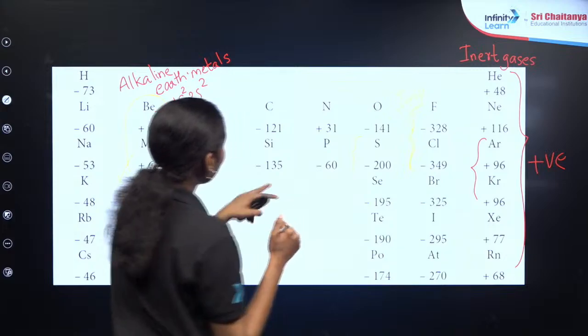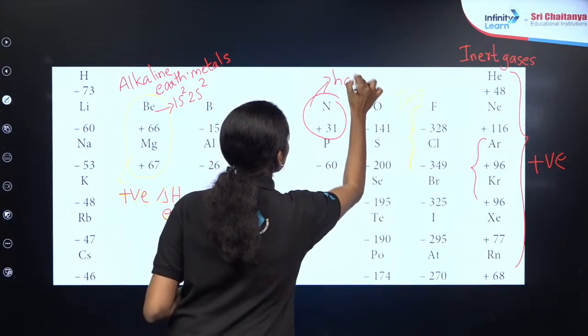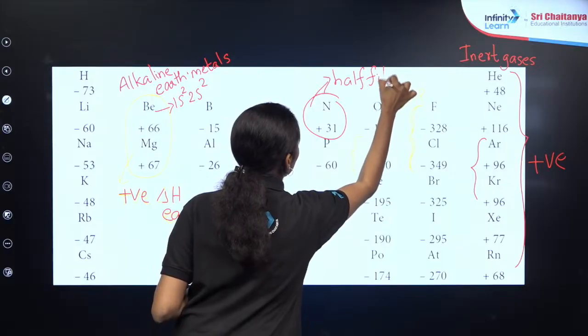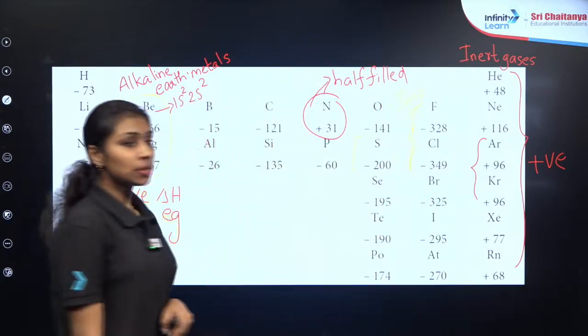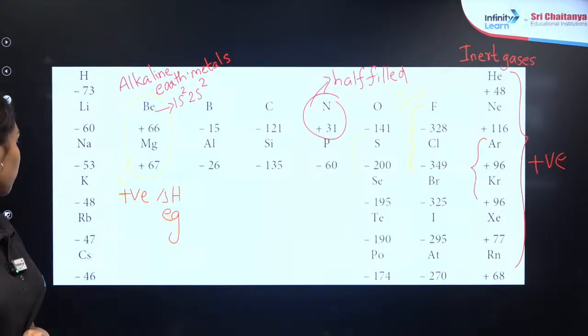And there is one more point you have to note that in the case of nitrogen, because of the half-filled orbital, it also shows positive electron gain enthalpy, right? Clear? Are the things clear?